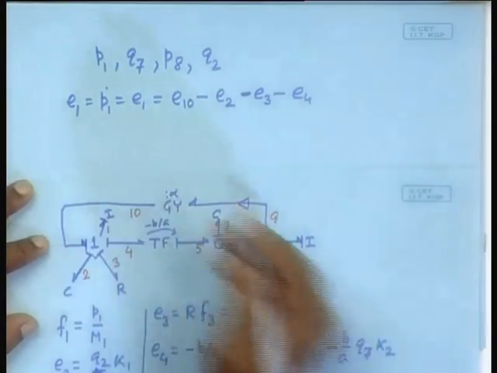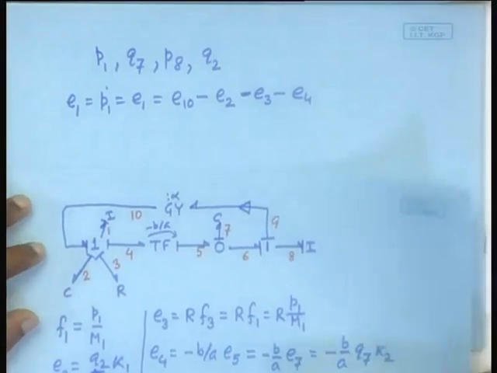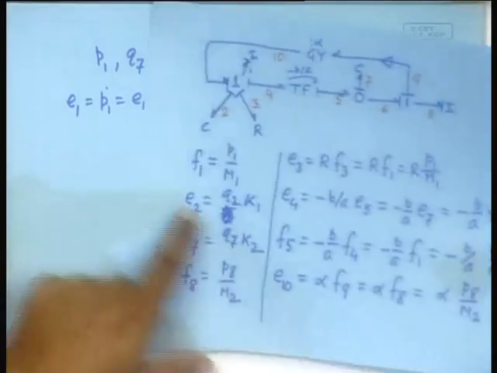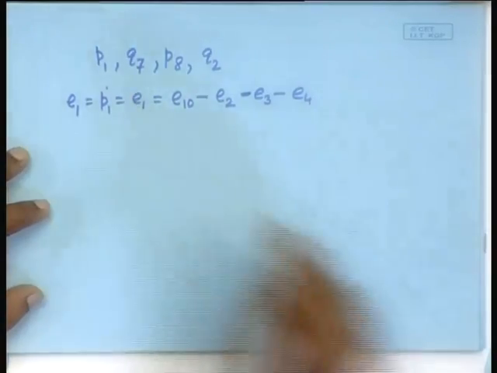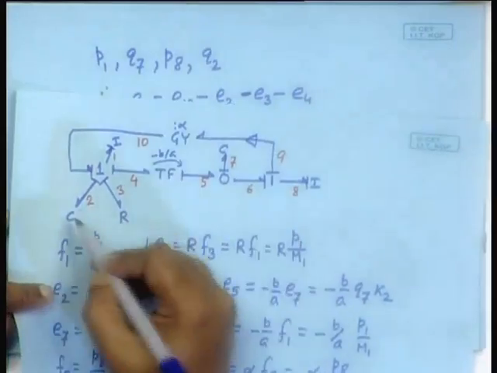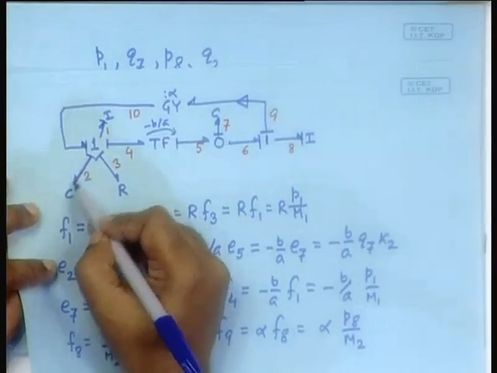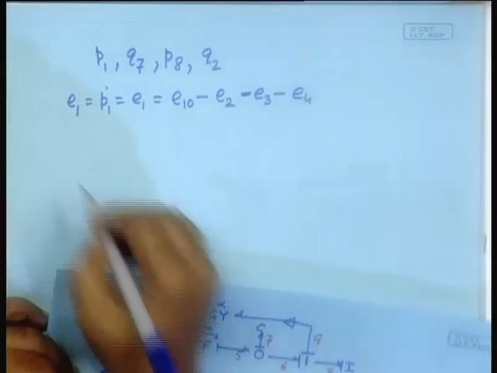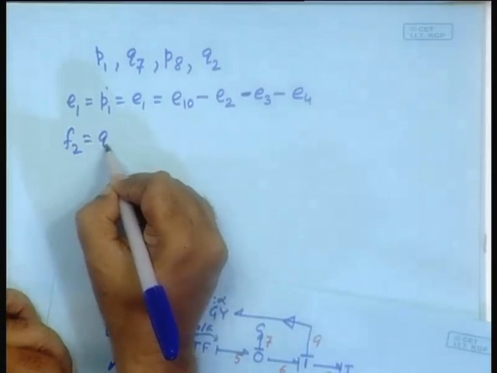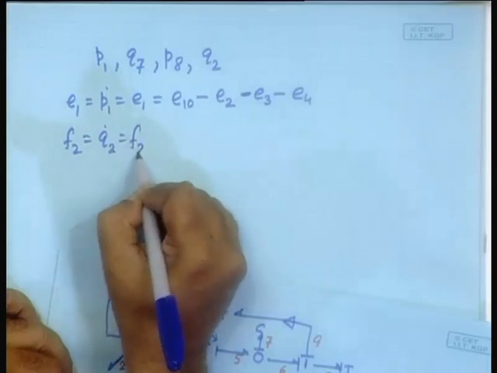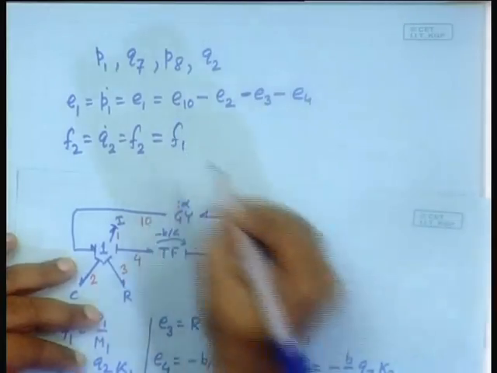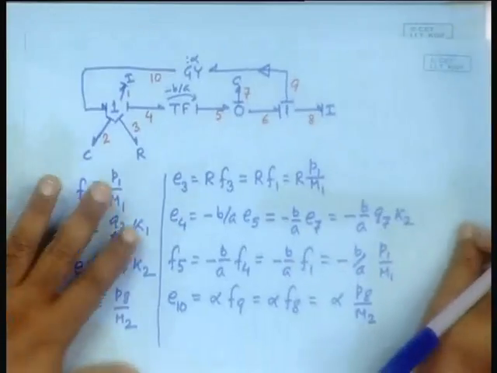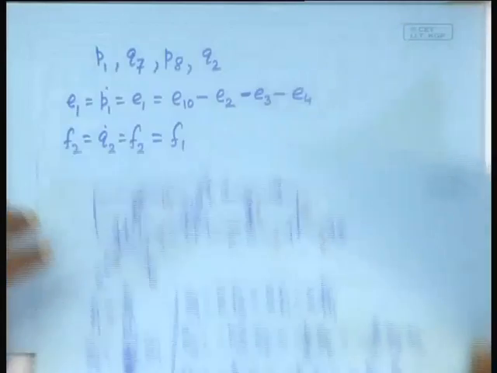E10 is known, E2 is known, E3 is known, E4 is known, just substitute. Good. Next question. Let us ask with respect to Q2. What does it receive from the system? F2. Q2 dot is equal to F2. Then F2, where does it come from? F1. So, F1, which is known, P1 by M1, right. So, you substitute it here.